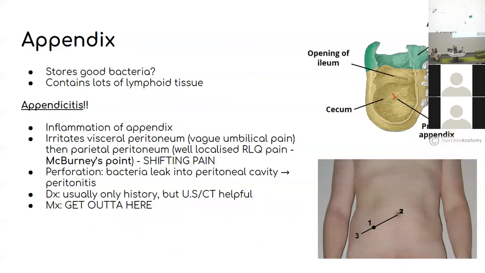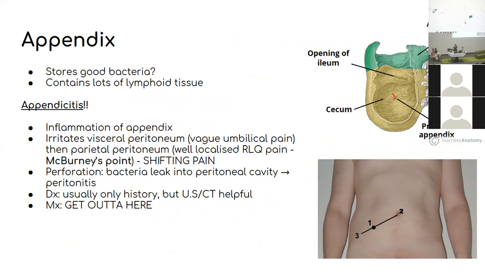And then just drawing together the concept of diffuse and localized pain, we can think about appendicitis in the appendix. The appendix has some weird functions that we don't really know if they really exist, I suppose. So it's okay to take the appendix out when it's causing a bit of trouble. Appendicitis is inflammation of the appendix.